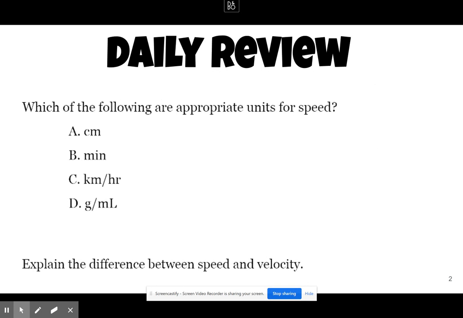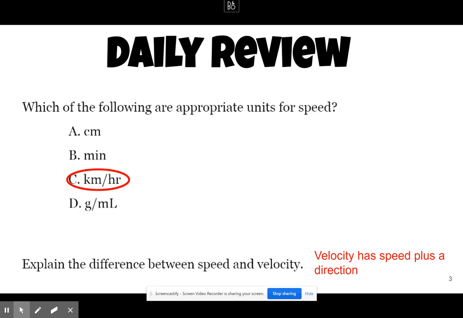So your daily review problem today, I want you to figure out which of the following is appropriate units for speed, as well as explain the difference between speed and velocity. So take a moment and answer those 2 questions.